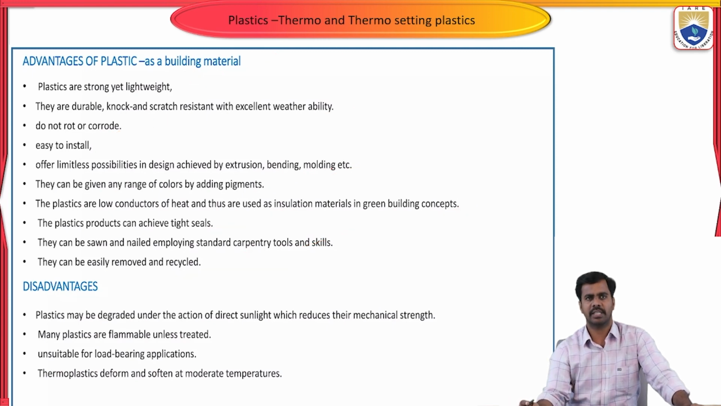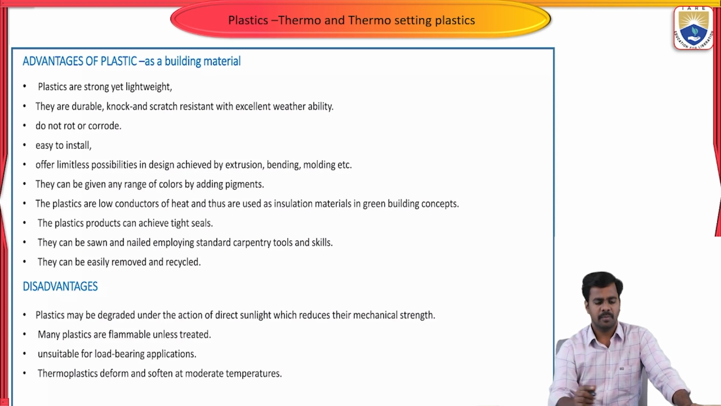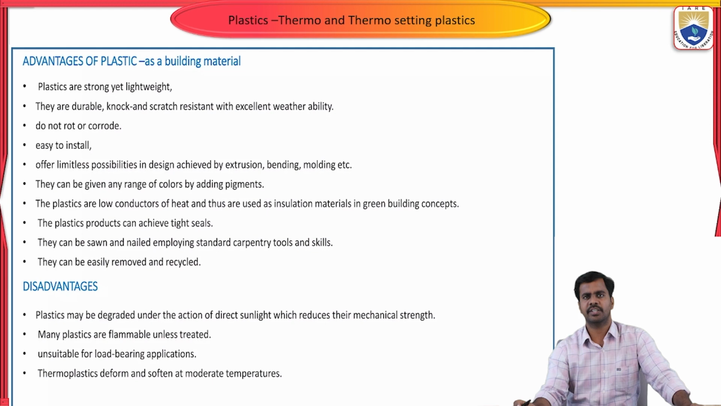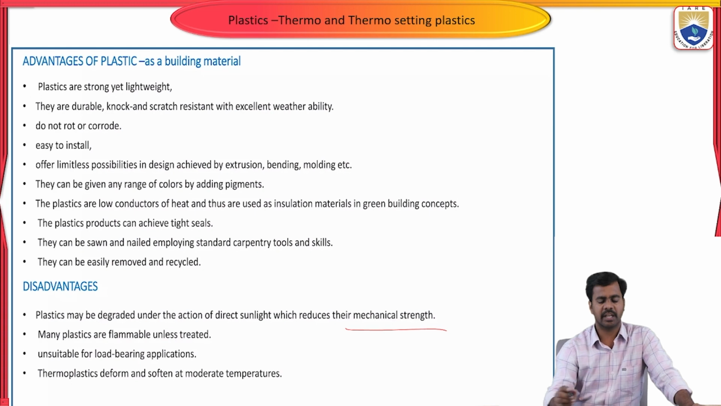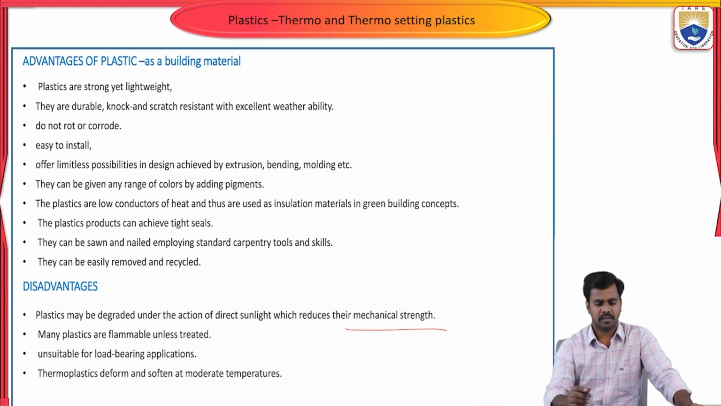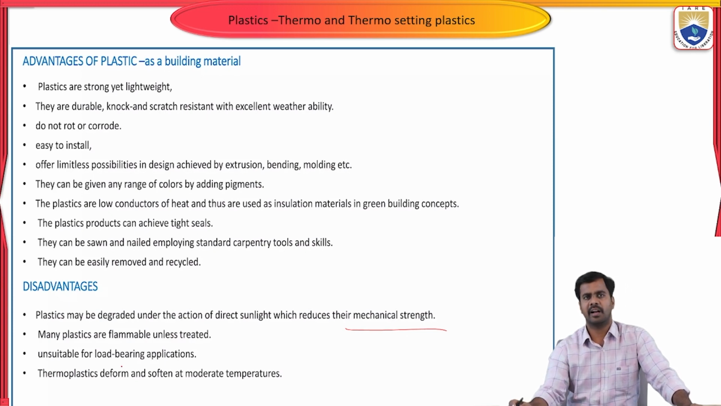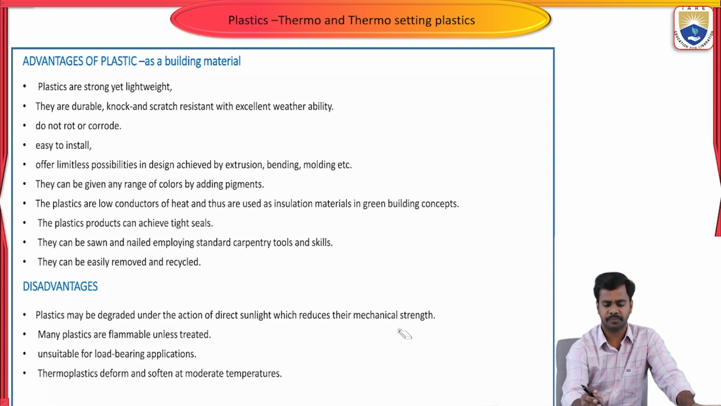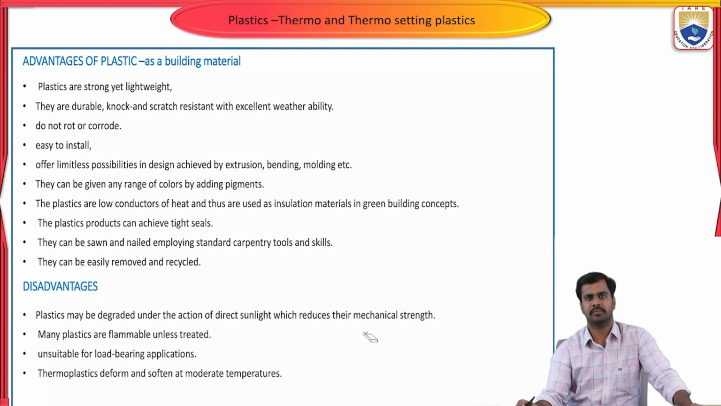Next, coming to the disadvantages. Plastics may degrade under the action of direct sunlight, which reduces their mechanical strength. Many plastics are flammable unless treated, and unsuitable for road bearing applications. Thermoplastics deform and soften at moderate temperatures. So these are the main disadvantages.